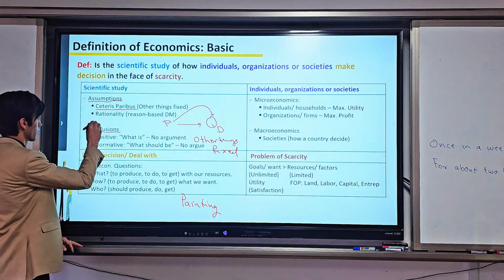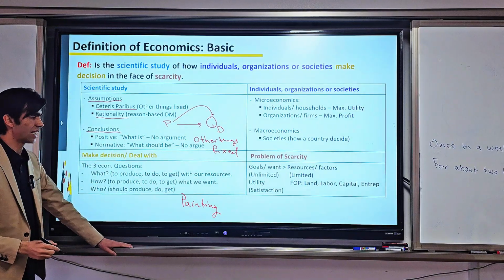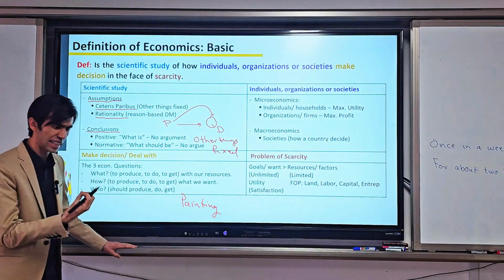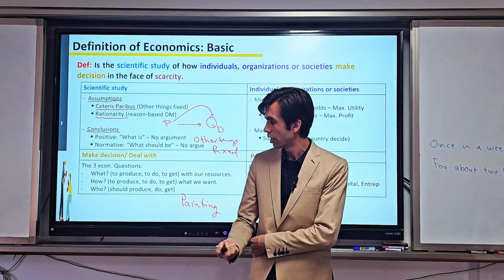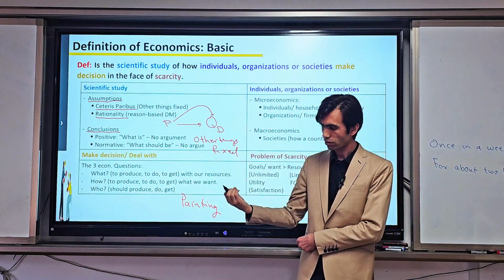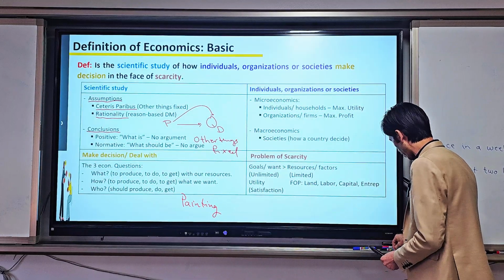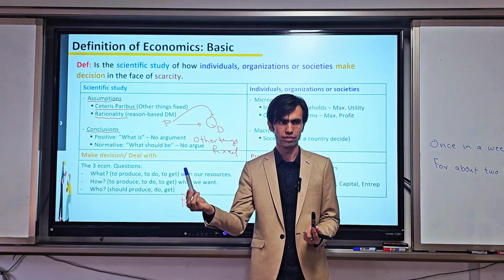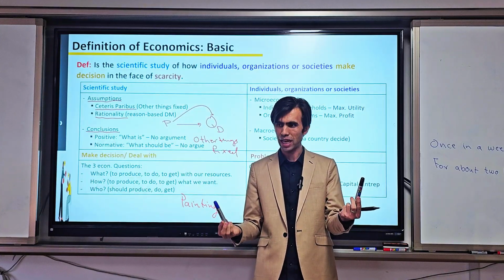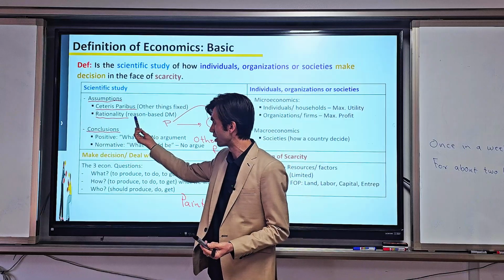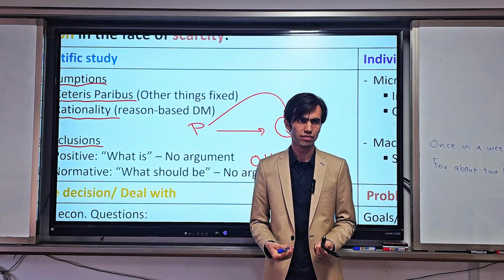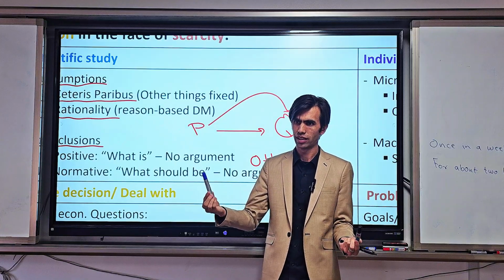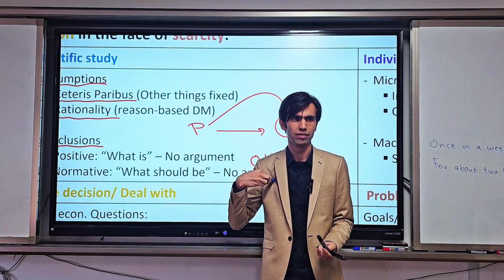And the second thing, we have rationality, reason-based decision making. For example, when you cover consumer theory, you say, okay, I prefer the black marker to the blue marker. By preferring this black marker to the blue marker, we have some reason, we have some rationality. Why we prefer this one to that one, why we rank this one above that one, depends on our own taste.